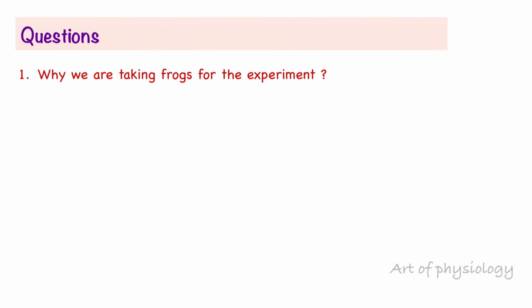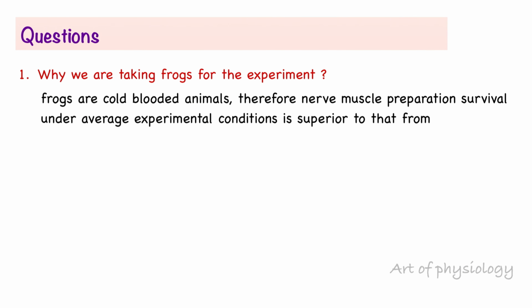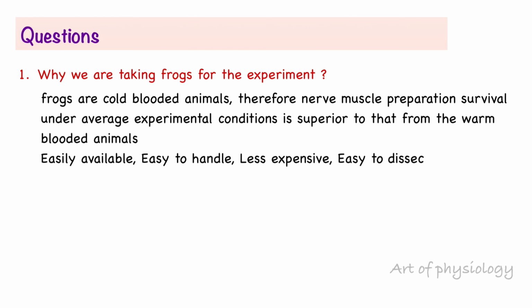Why are we taking a frog for this experiment? As we discussed before, frog is a cold-blooded animal, so the nerve muscle preparation survival rate is higher compared to that of a warm-blooded animal. Then it is easily available, easy to handle, less expensive, and easy to dissect. Therefore, because of all these reasons, we are taking a frog for this amphibian experiment.